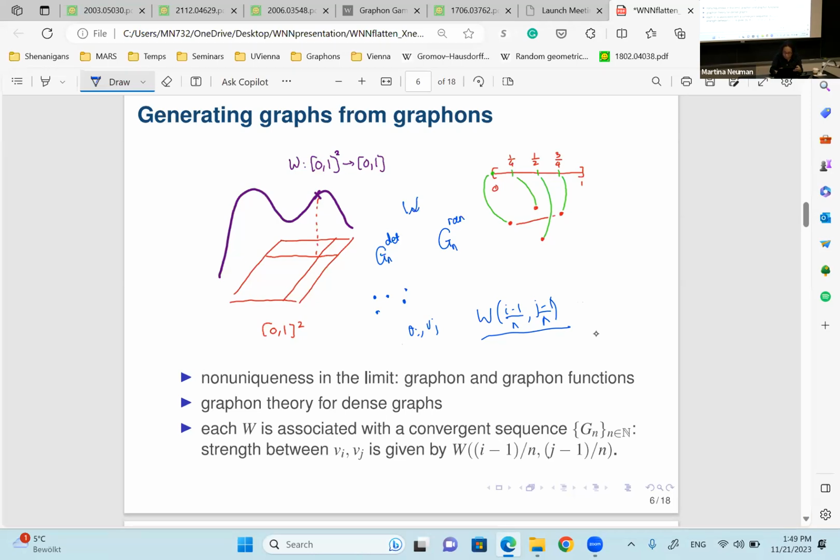Now, in the case where you want to generate a random graph, suppose the same thing: you have n nodes waiting for you, and you take a look at V_i and V_j, and the value of W of (i-1)/n and (j-1)/n. If this is positive, then V_i and V_j are connected to each other with probability equal to this number. So it's very simple. Another thing I want you to know, which will be related to my work later, is that the expectation of the adjacency matrix of the random graph is equal to the adjacency matrix of the deterministic graph generated out of the same W.